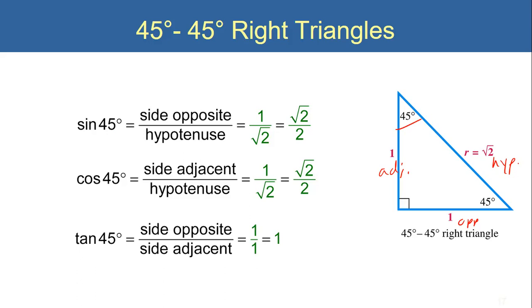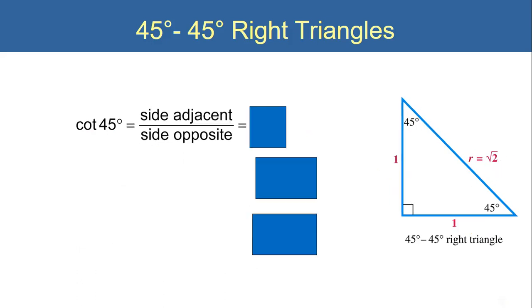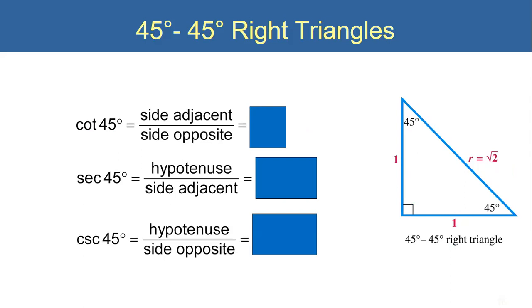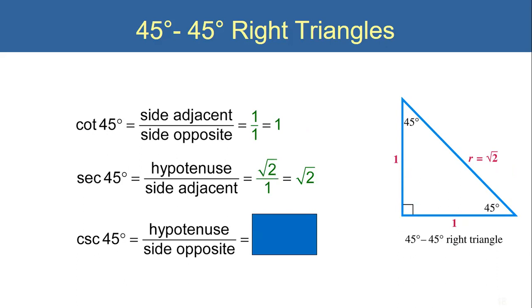All right, are we ready to do the other 3? Okay, cosecant, secant, and cotangent. What again? Square root of 2. Yeah. Oh, yeah. That's what I'm saying. Okay, we're done. We will let this be our stopping point.